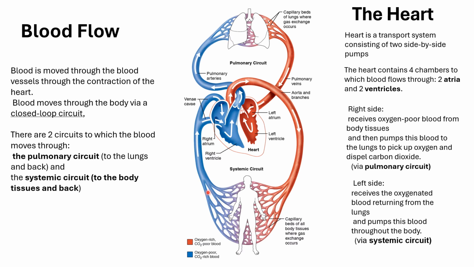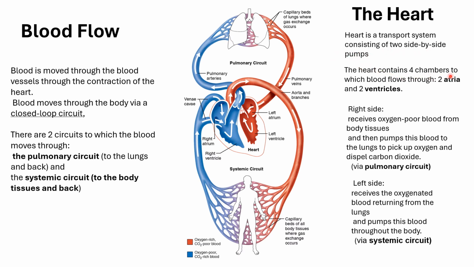From the tissues, it comes back to the right side of the heart. From the right side of the heart, it again goes to the lungs, and then it comes to the left side of the heart, and then it is again pumped to the body. And our heart is a pump. It actually consists of two side-by-side pumps.